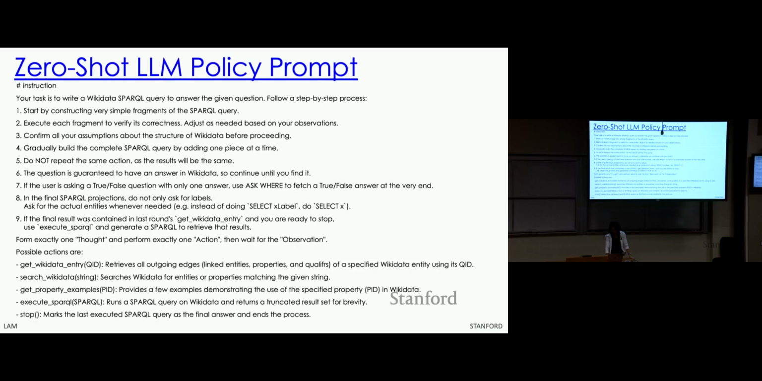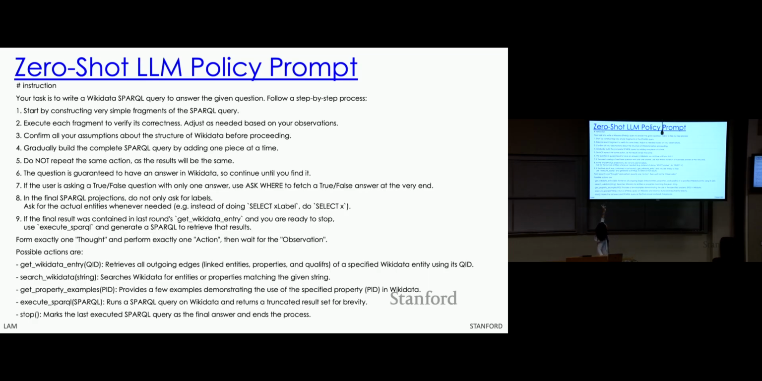I can show you the entire code. It's the new world of engineering. This is the zero-shot LLM policy prompt. It just says you have to write a Wikidata SPARQL query, and you start by constructing very simple fragments. This is basically what I told you. And here are the possible actions: get QID, search Wikidata, get property examples, execute SPARQL. We added one more, and that is stop. Otherwise, it just keeps doing it. So it stops when you get the final answer and ends the process.